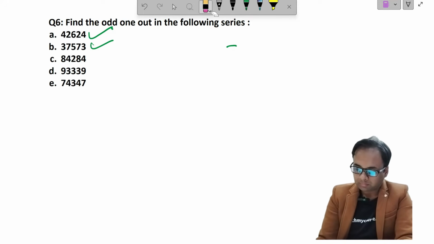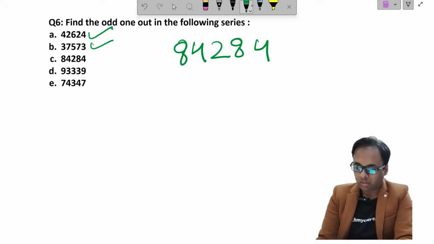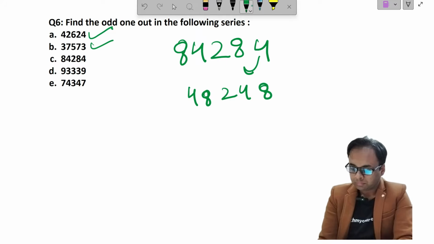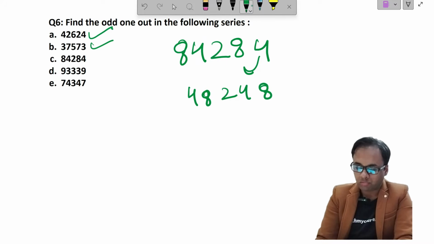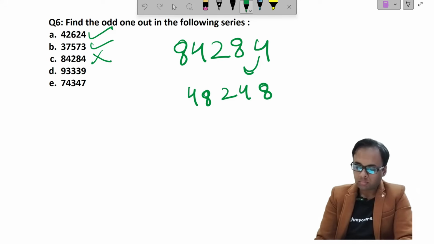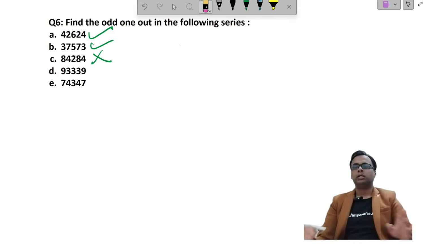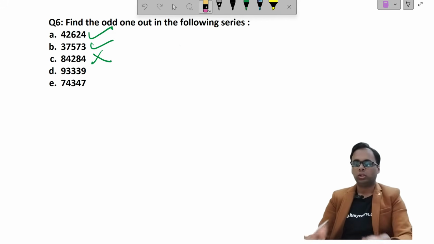Next we see 84284. Now if we write it in the opposite order, it will be 48248. So it is not the same when written in the forward and the backward direction. It is not a palindrome. Let us see the other options before we come to any conclusion that it is the odd one out. Let us establish the fact that all other numbers are palindromes, so we have to see all the options.